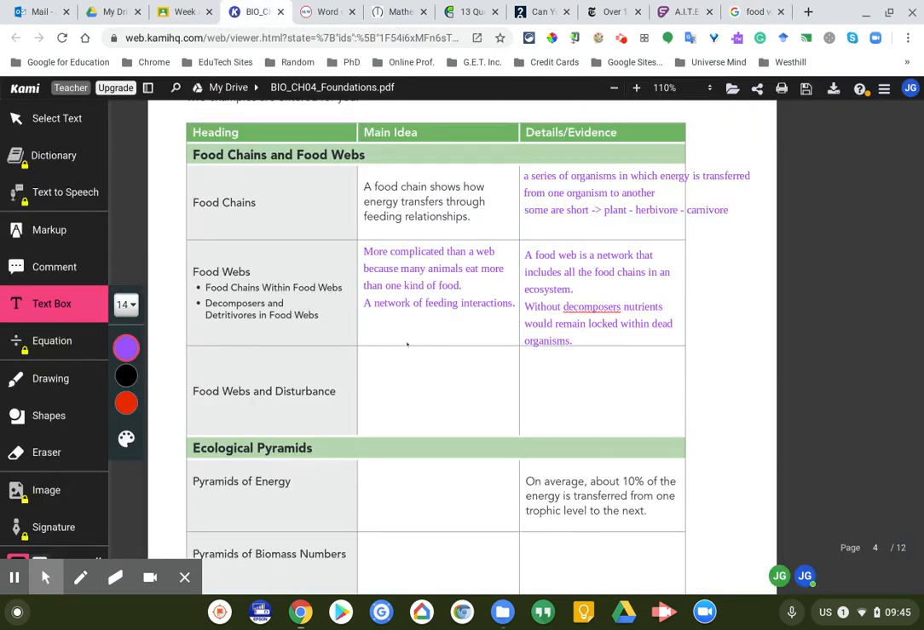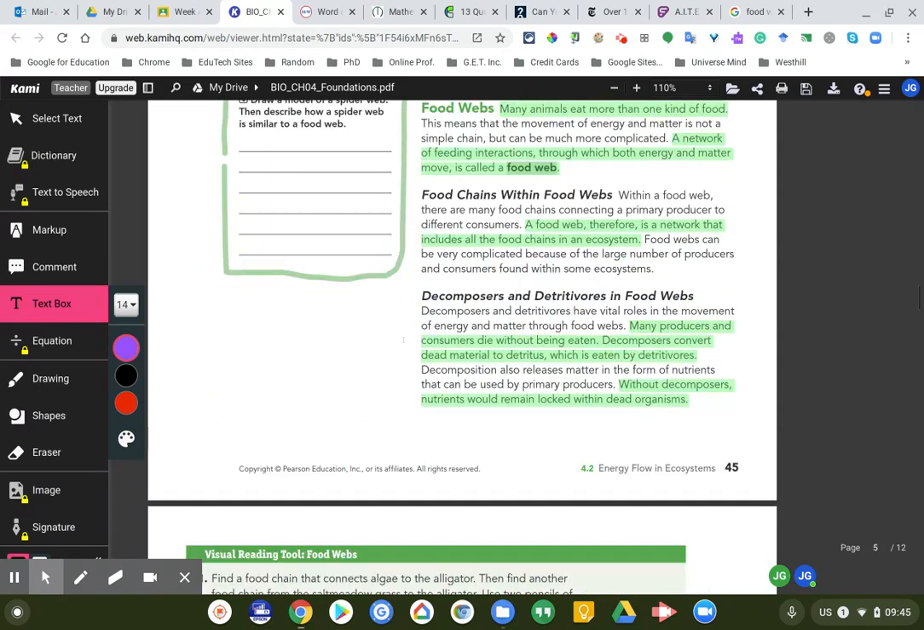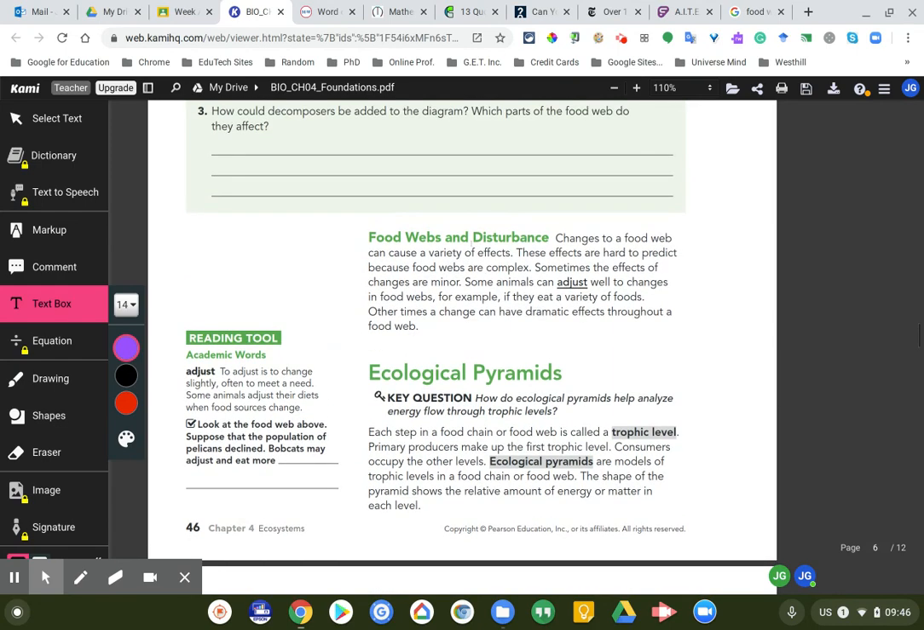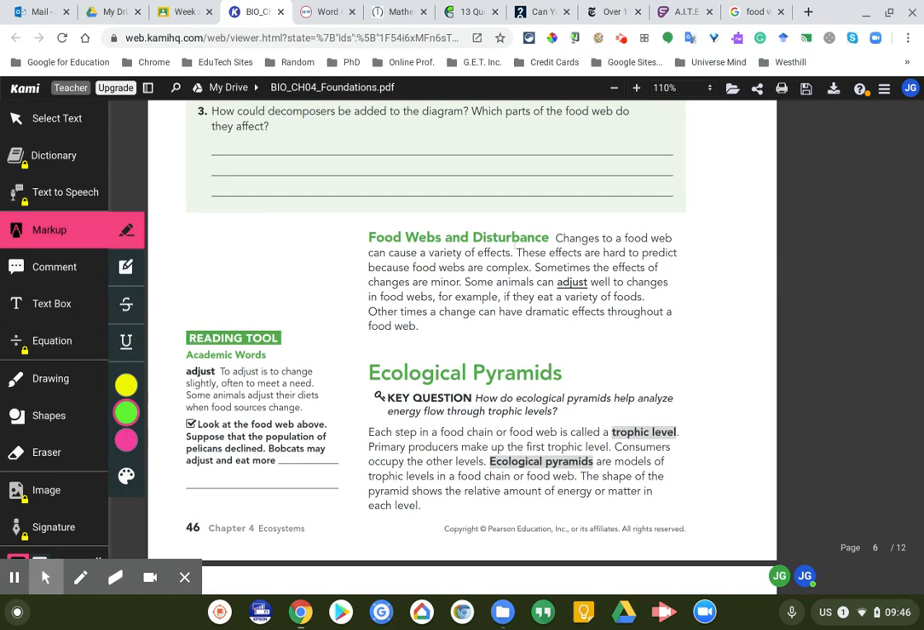Okay, food webs and disturbance. What happens if the food webs are disturbed? Okay, we have to skip over that little chart there. Changes to food web can cause a variety of effects. These effects are hard to predict because food webs are complex. All right, so that's interesting. We should probably do something with that.